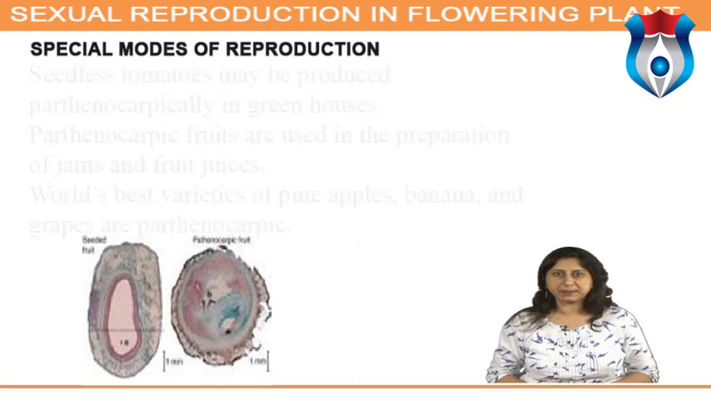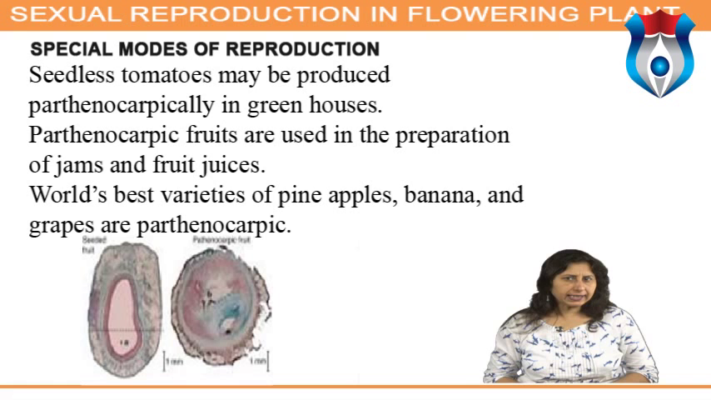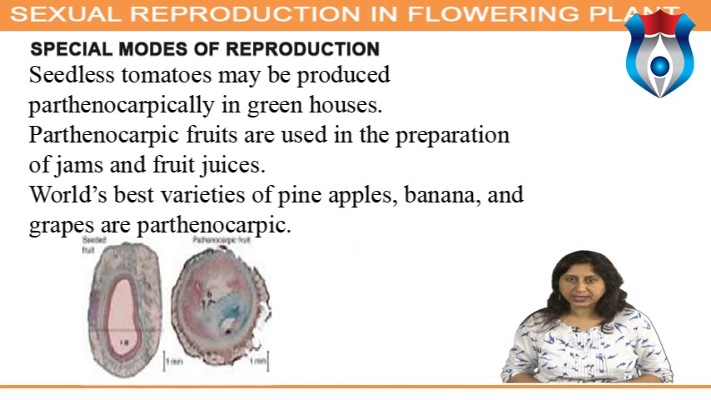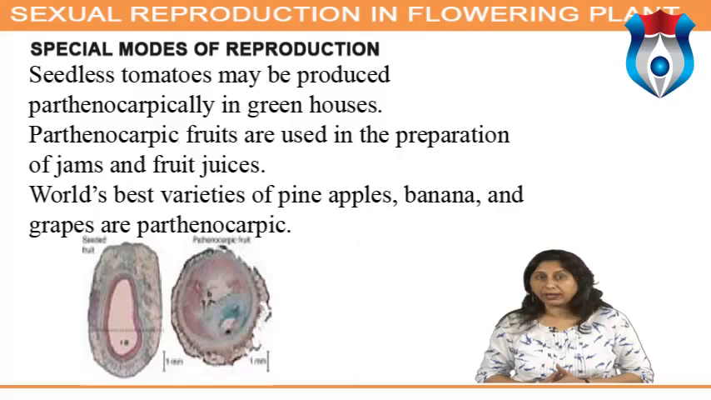Parthenocarpy is of great commercial value. Seedless tomatoes may be produced parthenocarpically in greenhouses. Parthenocarpic fruits are used in the preparation of jams and fruit juices. The world's best varieties of pineapples, bananas, and grapes are parthenocarpic.